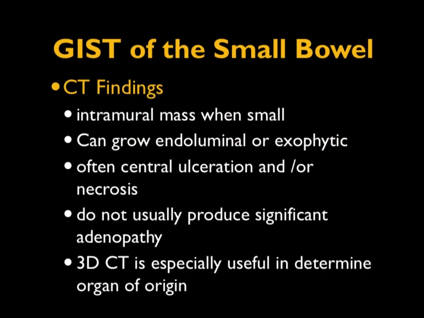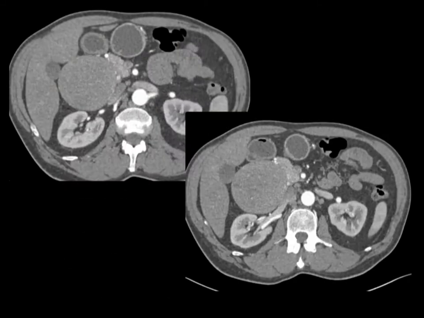So what do I look at? Intramural mass when small, exoluminal or exophytic when large, often with ulcerations, usually very vascular, can have local or distant metastasis. Metastasis to liver are typically going to be cystic, and 3D can be very helpful in the management of these patients. Here was a patient sent to Pancreatic Multidisciplinary Conference.